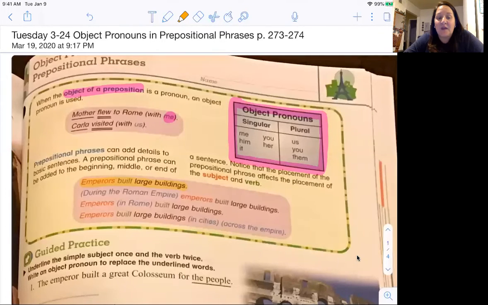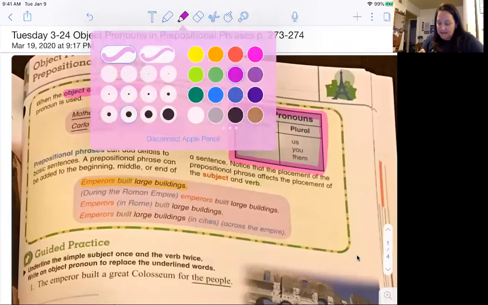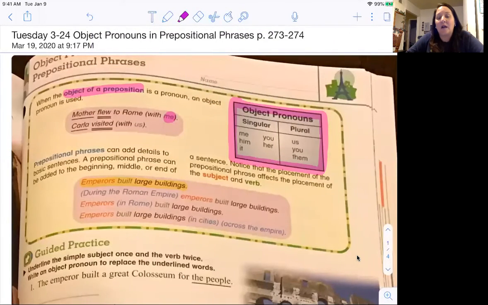A prepositional phrase can be added to the beginning, to the middle, or to the end of a sentence. Notice the placement of the prepositional phrase affects the placement of the subject and the verb. Okay, so let's look at our first example below the basic sentence. It says, during the Roman Empire, emperors built large buildings. During the Roman Empire, I have a prepositional phrase at the beginning of that sentence. Immediately following, I have emperors built, my subject and my verb.